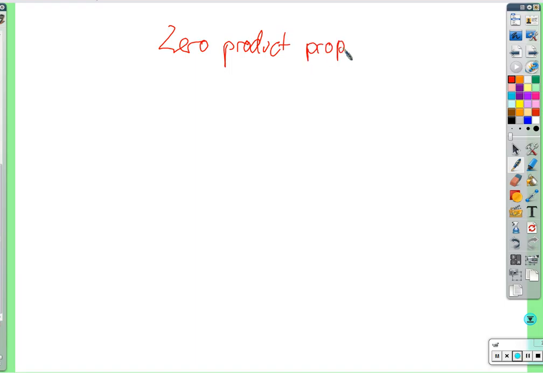Okay. So first of all, before we can understand why we use factoring, we need to talk about something called the zero product property. Okay, so understand this. Imagine I take a number A. I'm going to multiply it by some other number, B. Do you know what A is?